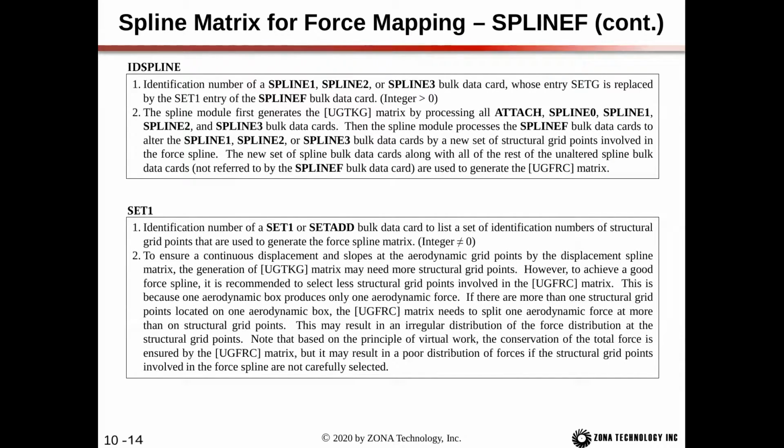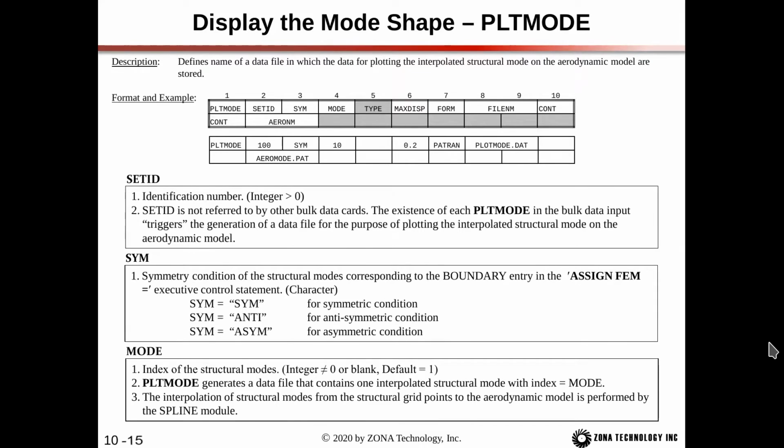Now note that based on the principle of virtual work, the conservation of total force is ensured, but it may result in a poor distribution of forces if the structural grid points involved in the force spline matrix are not carefully selected. And this poor distribution of forces can lead to phantom internal moment forces being applied to the structure. And we'll see that a few slides later here.